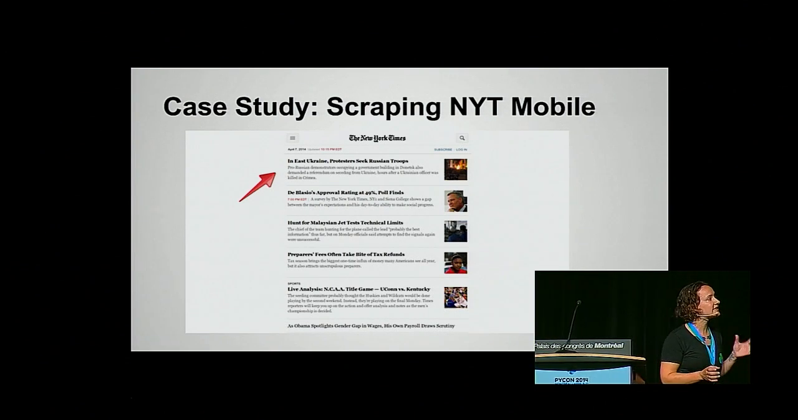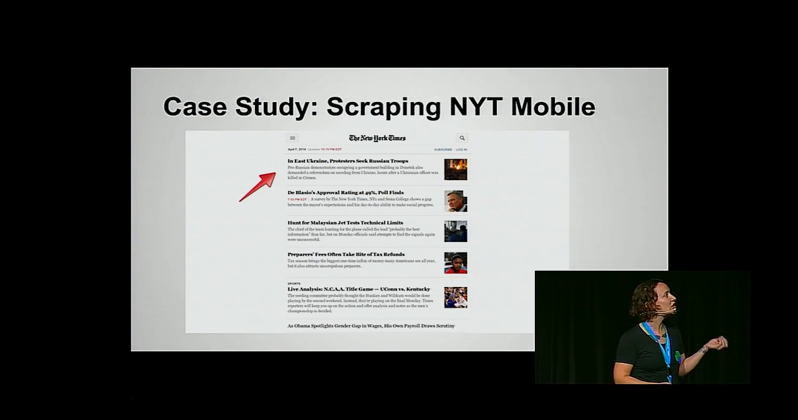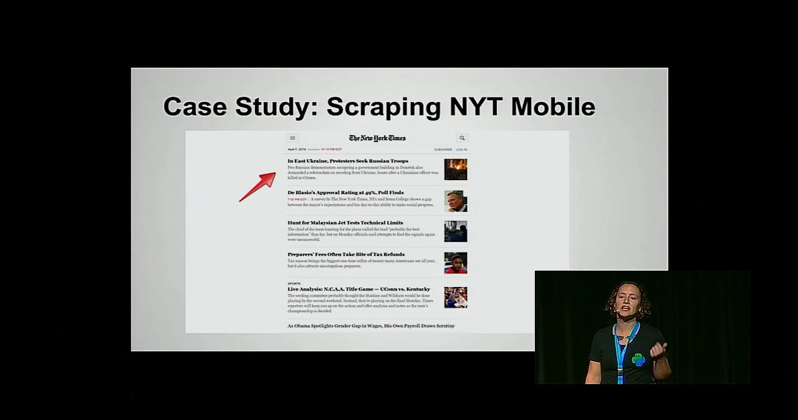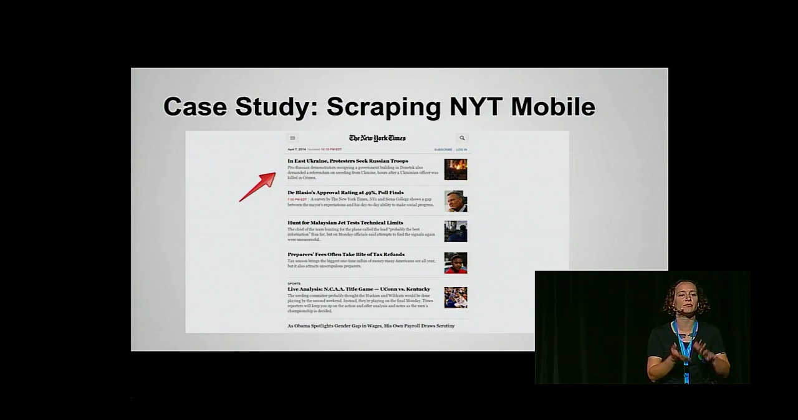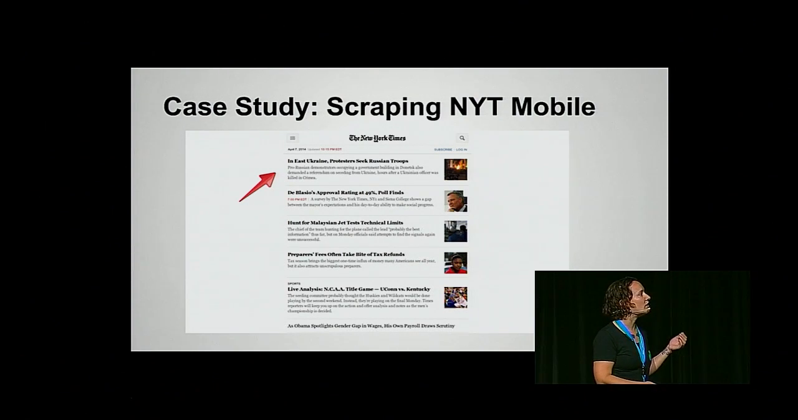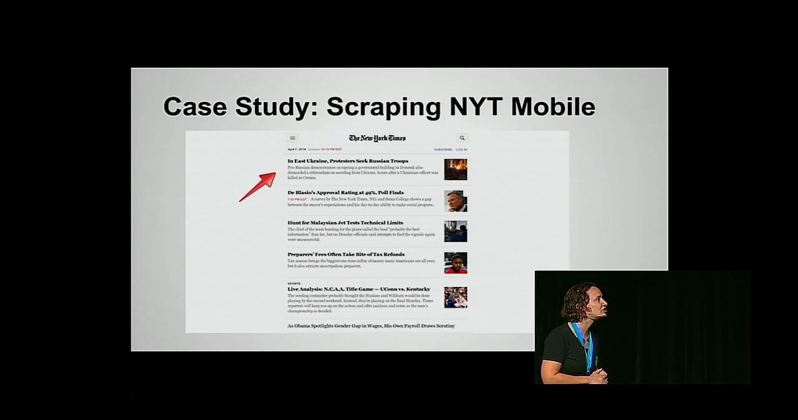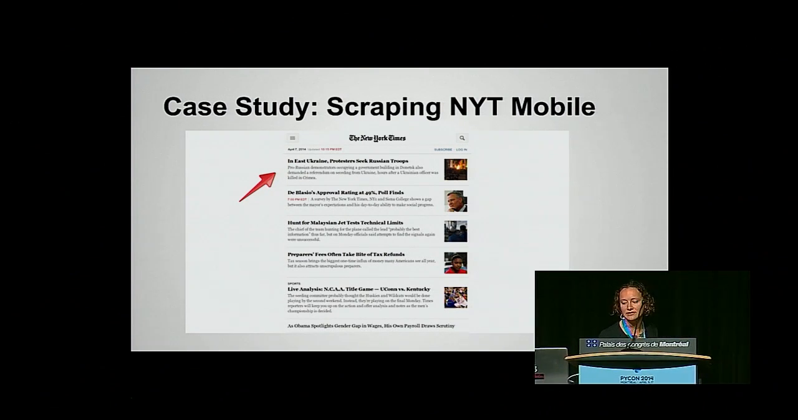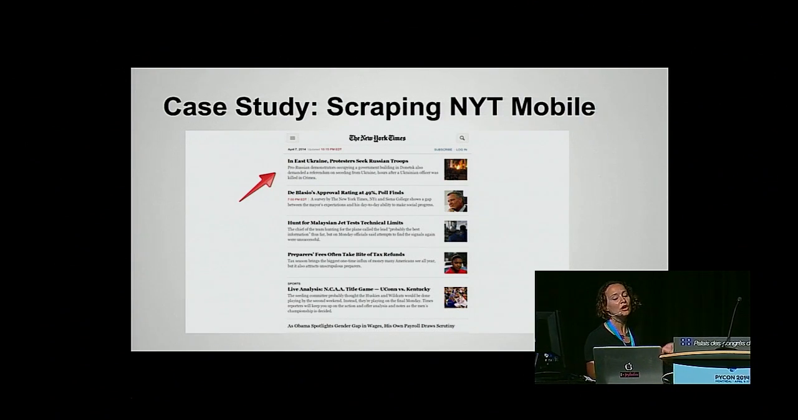The third and last case study that I did in terms of scraping was I looked at the New York Times mobile site. I definitely wanted to do a mobile site because mobile sites, as we all know, are generally more lightweight, they load faster, they usually have less JavaScript and other junk running on the page. And what I did was I grabbed the headline, the link, and the blurb, if it was available, of the New York Times mobile homepage.